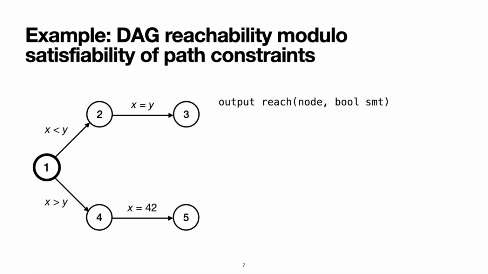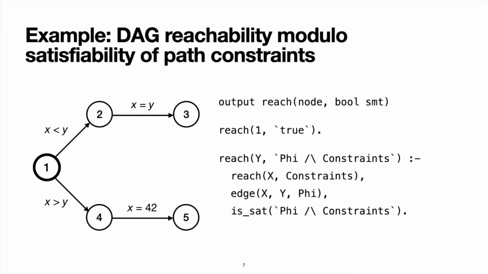Well, we could declare an IDB relation reach, define a base case for that relation saying that entry point 1 is reachable, and then define a recursive rule. The logic we have here is very similar to what you'd have for something like doing graph transitive closure in Datalog, except that we have these logical terms floating around, and we invoke the operator isSat, which is going to be making a query to an external SMT solver.